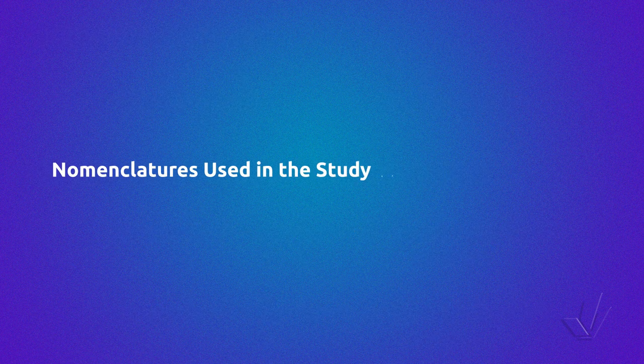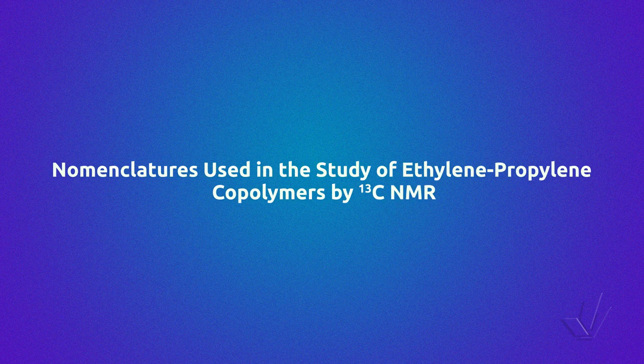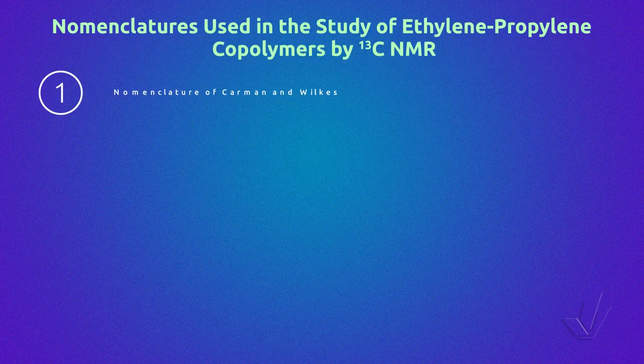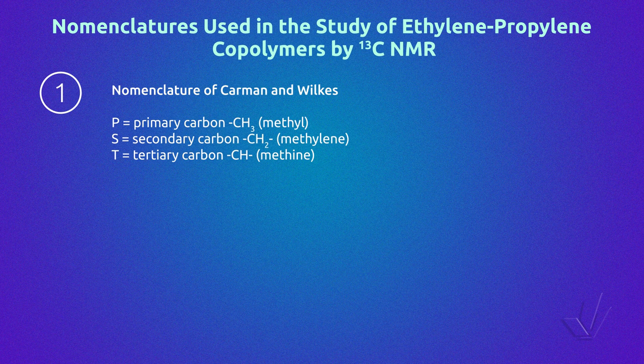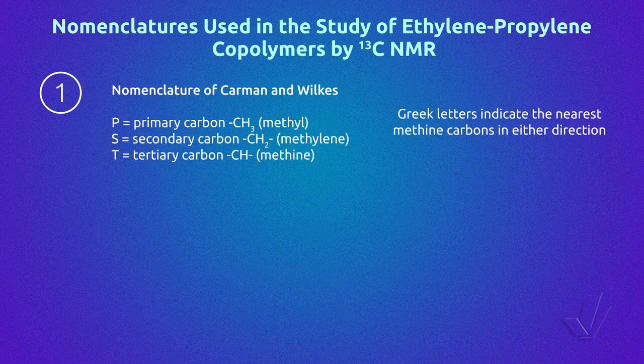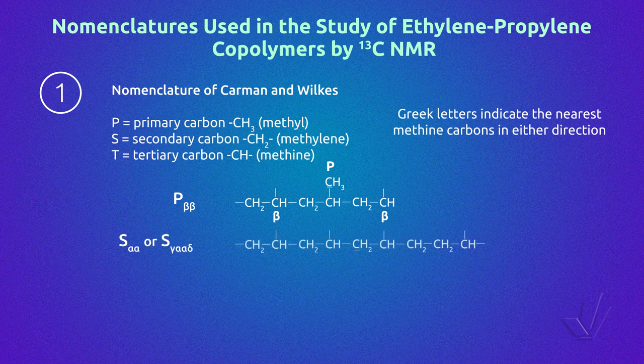The nomenclature used in the study of ethylene-propylene copolymers by carbon-13 NMR is the following. The nomenclature of Carman and Wilkes used the letter P for the primary carbon methyl, the letter S for the secondary carbon methylene, and T for the tertiary carbon methine. Greek letters are used to indicate the nearest methine carbon in either direction. For example, the carbon P beta beta is the methyl carbon bonded to the CH that is in position beta from both closest methines. The carbon S alpha alpha is the methylene that is bonded to the methine alpha on the left and the methine alpha on the right.